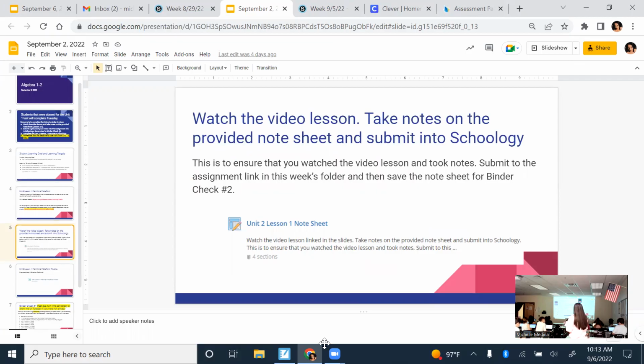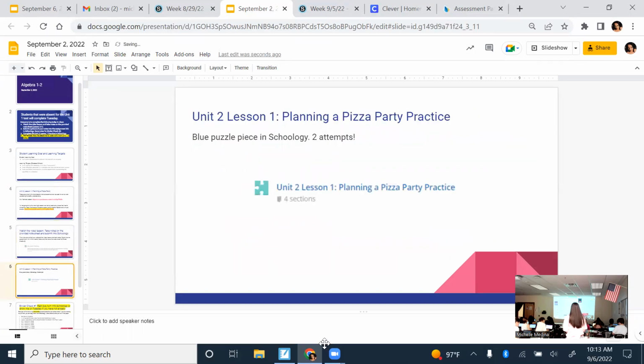That should be an easy 10-point homework grade. And then you have that puzzle piece practice from Friday. So just get that done if you haven't already. Today we did lesson 2.